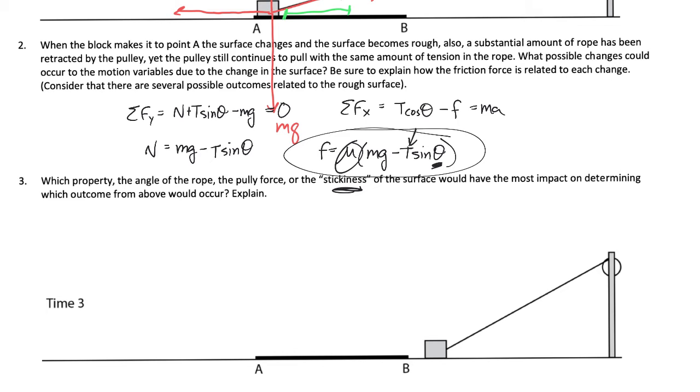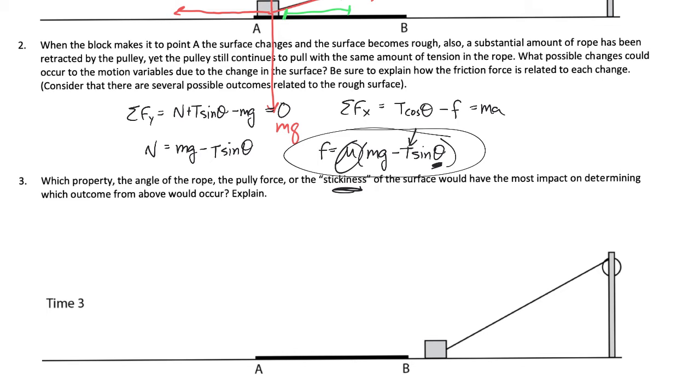If you said tension, having a lot of tension, regardless of how sticky the surface is, would probably mean that the system would accelerate to the right regardless. Increasing the angle a lot, well, that could lift the block off the surface. What does that do to friction? Well, it makes friction go away completely because it's no longer touching the surface. But the stickiness is what ramps up the size of the frictional force.